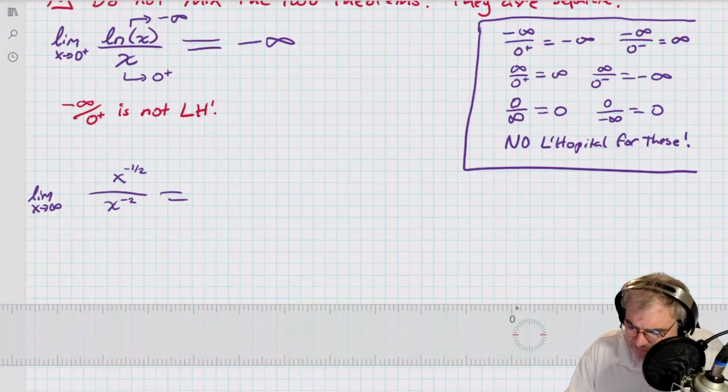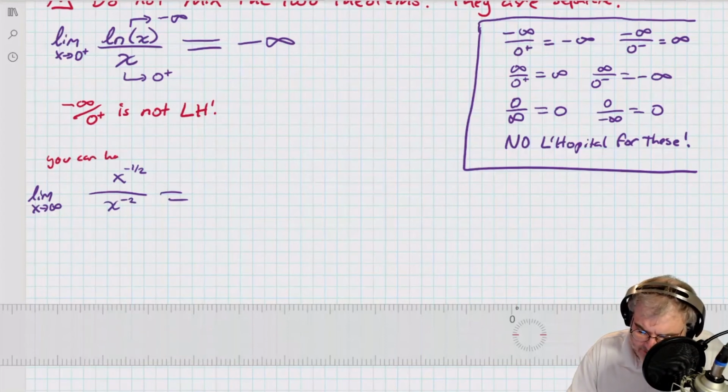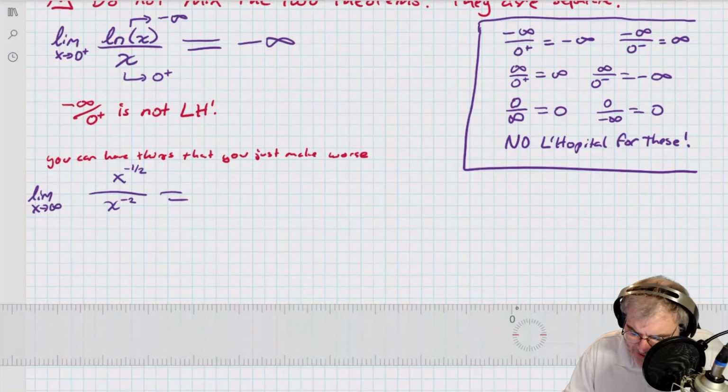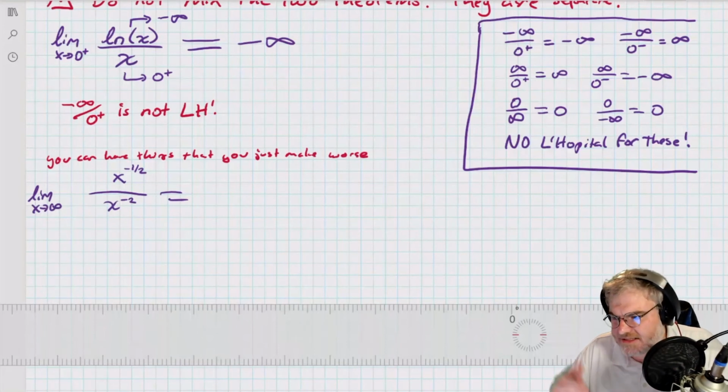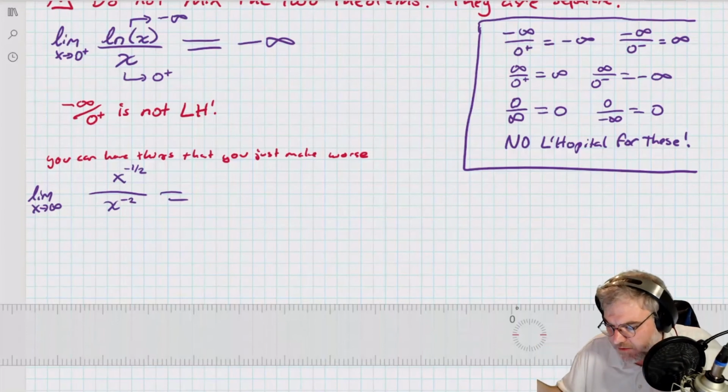So you can have things that go off to infinity, you can have things that you just make worse. So I can't have this thing. And the appropriate thing to do here is to cancel and move everything over and be done with it.